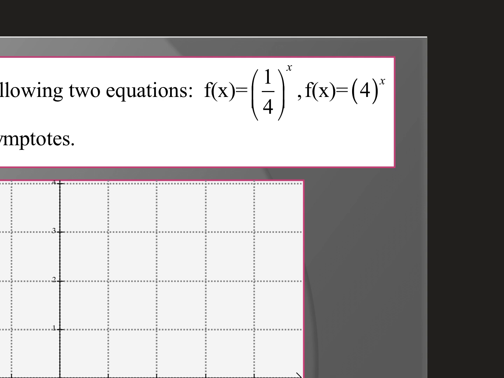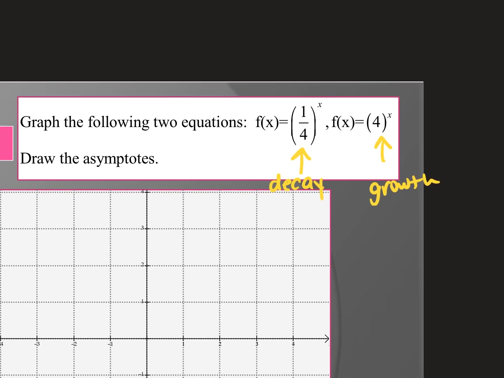One's a fraction between 0 and 1, and one's a whole number, right? This is a decay. This is going downward, and this is a what? A growth. It's going to be increasing. Good. What are both of their horizontal asymptotes? 0. Good, JC. What's being added or subtracted to the end? Nothing. So your horizontal asymptote would be 0.